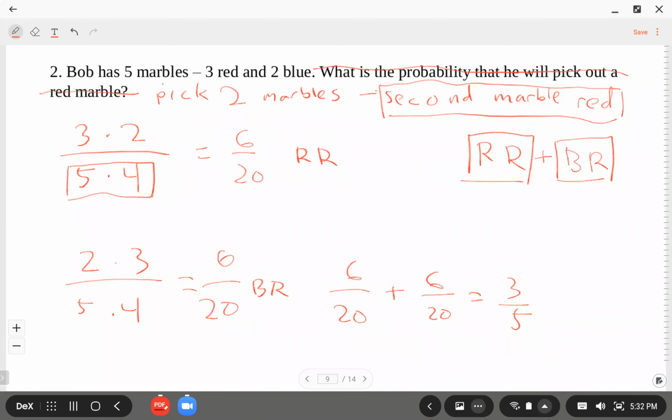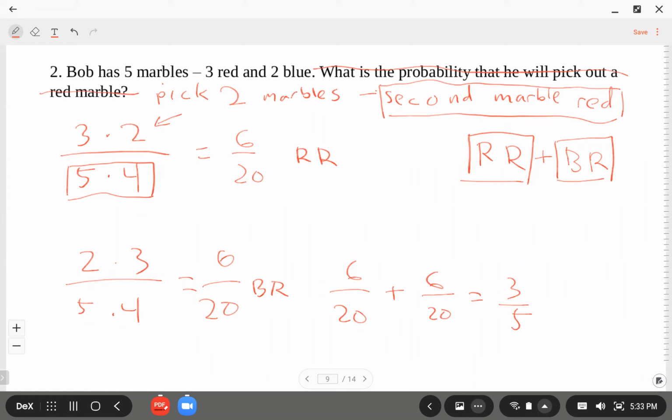And for our desired outcomes, we're supposed to pick red after red, right? Using the box method, first we need to pick a red. We have 3 choices. Now we already picked a red, so we only have 2 choices now because we can't replace these marbles. They're not replaceable.